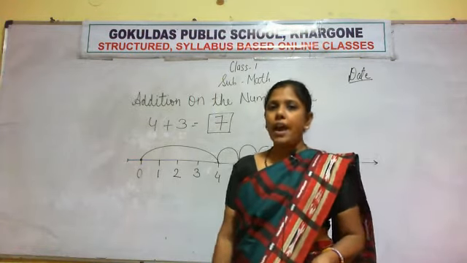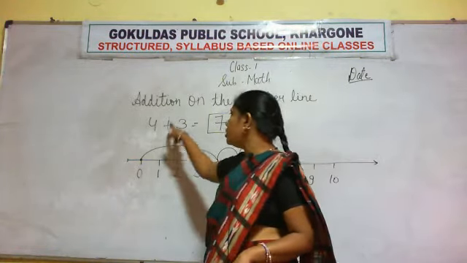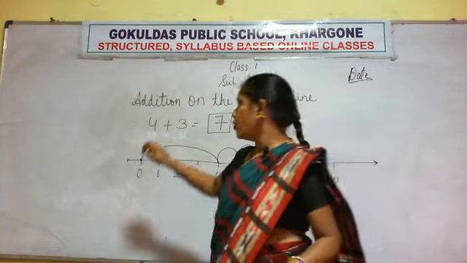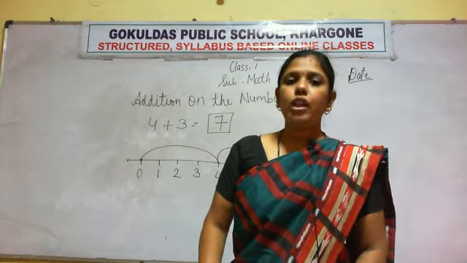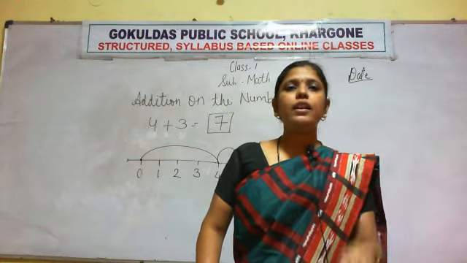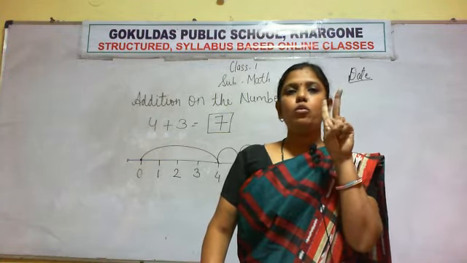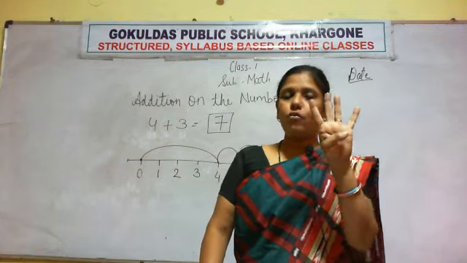If you want to check whether your answer on the number line is correct or not, we add these two given numbers using our fingers also. So what is the first number given here? 4. The first number is 4. So take out 4 fingers in your hand. So 1, 2, 3 and 4. I have taken 4 fingers.